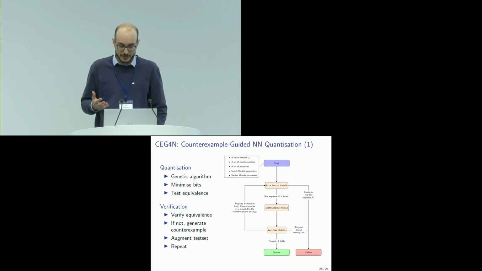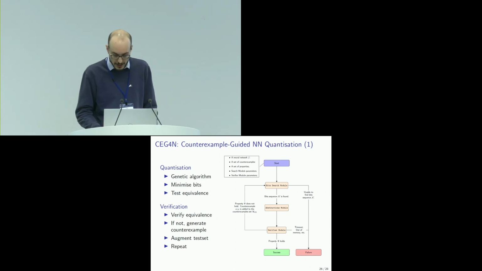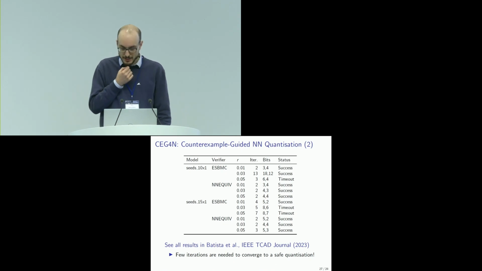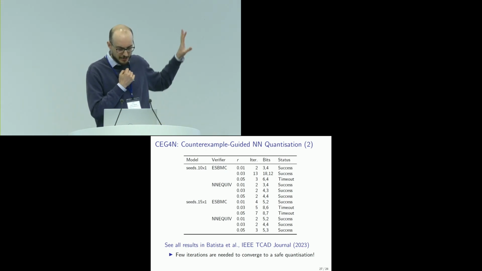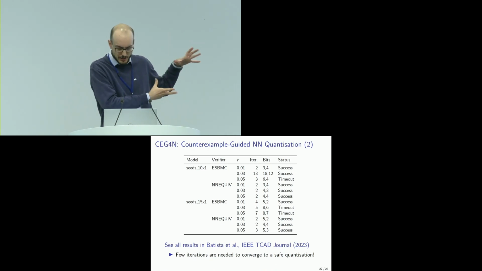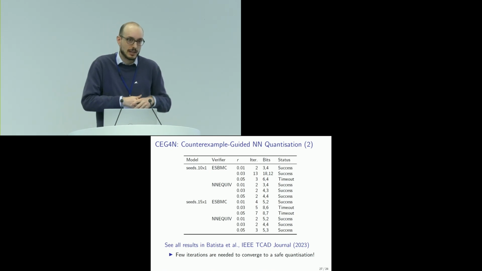And now, of course, the question is, how many iterations? Because if you need millions of iterations, it will still be unfeasible. But what our student found, and it was very nice, is that you just need a couple of iterations to converge. Of course, you still see some timeouts. So in the verifier column, you see ESBMC. That will be a bit-precise verifier. And then you have this NN equiv. That's not a bit-precise verifier. So it's faster, but sometimes lies.